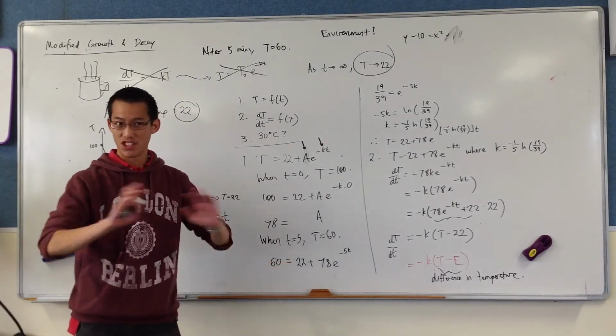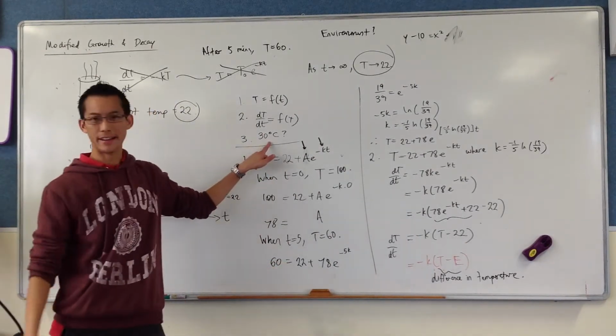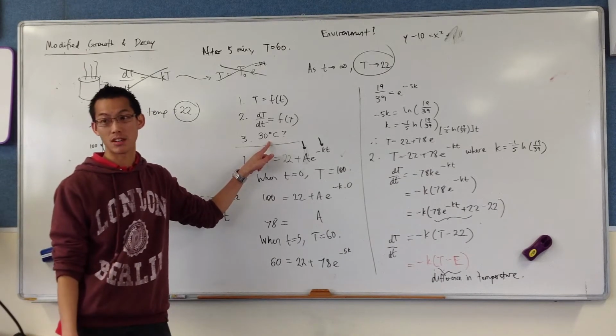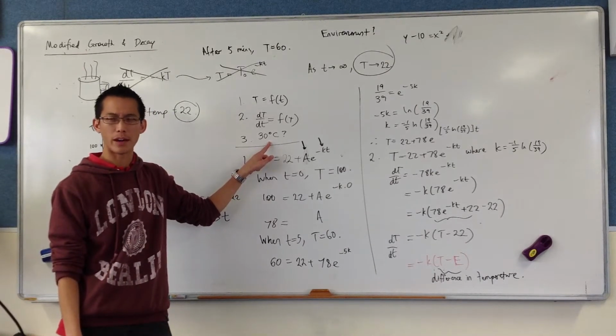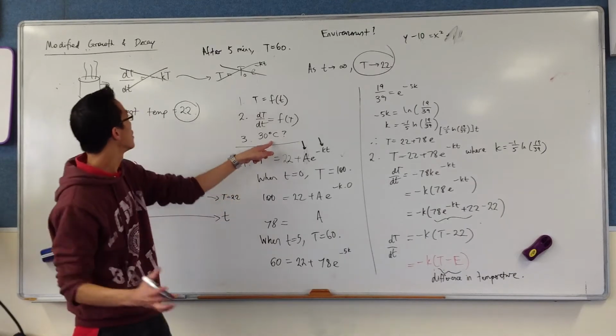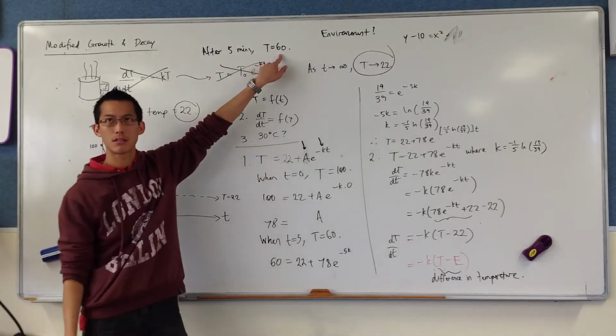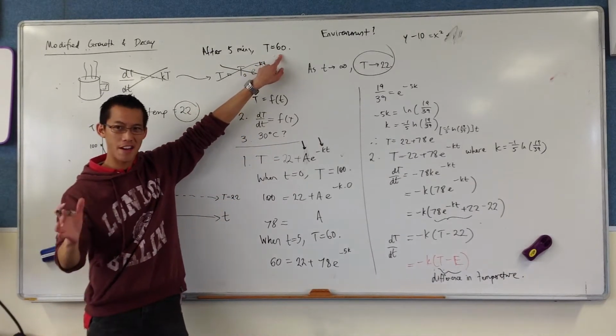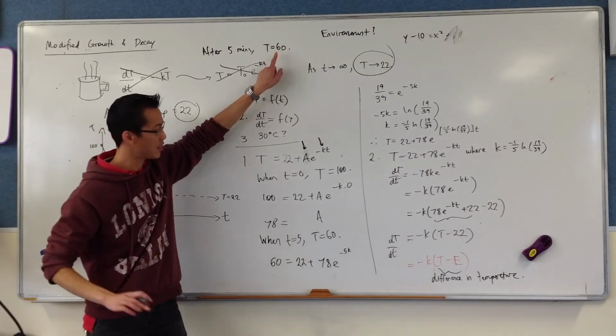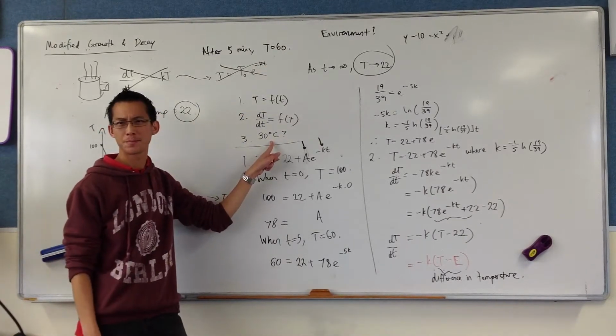Right, we're almost done. Let's just finish off this last bit and apply it. How long is it going to take to get to 30 degrees? What would you guess, by the way? It took 5 minutes to get to 60 degrees. 5 minutes to drop 40 degrees off the temperature. So what would you guess?